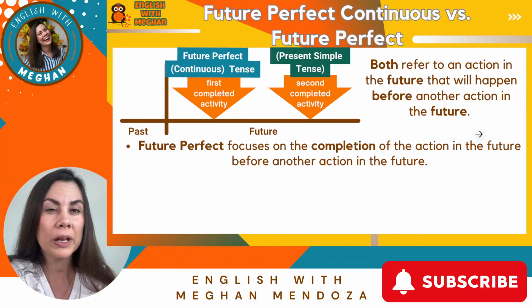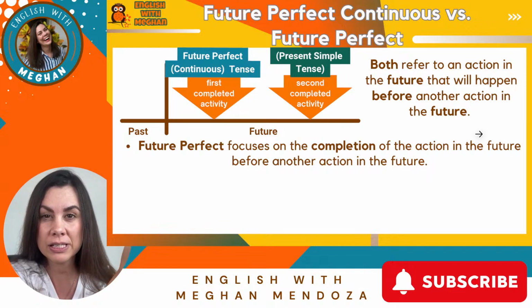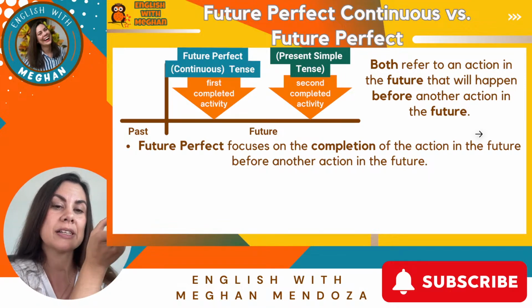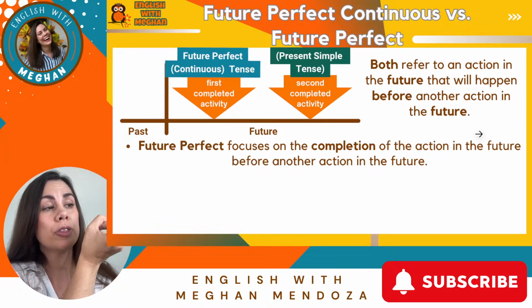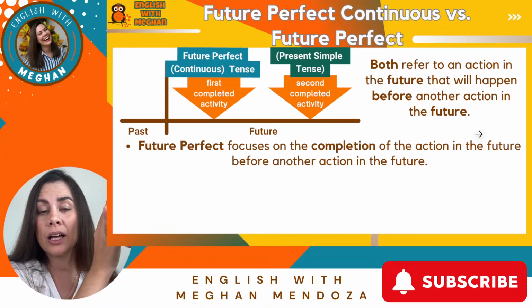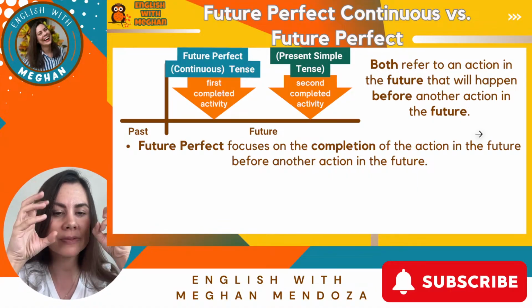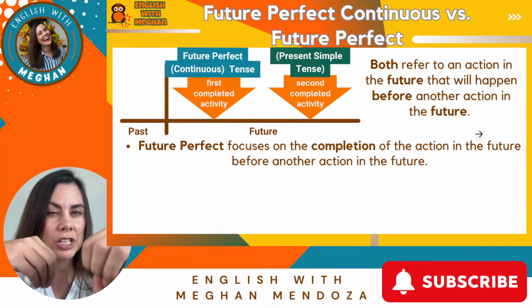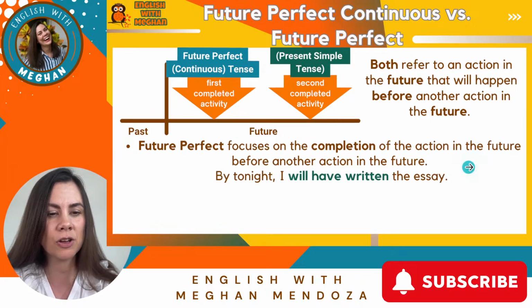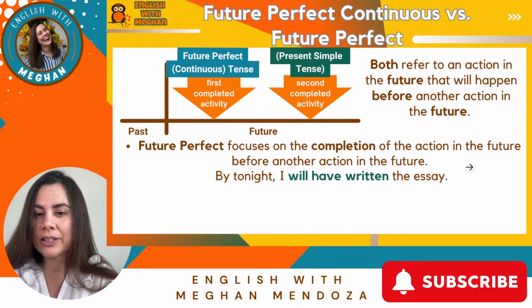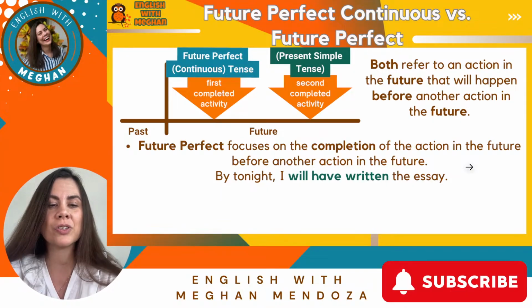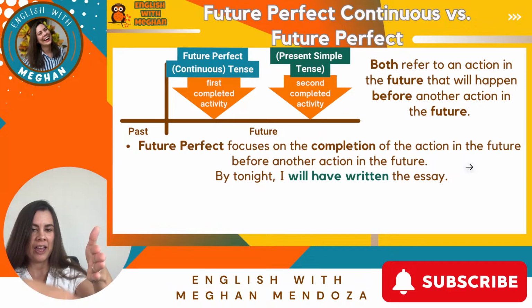So if you've been seeing all of my previous classes on this, you will have noticed that the difference between continuous and not continuous in the present, past, and future perfect is that without the continuous part, it's focusing on the completion. It's more a finished thing, okay? So, for example, by tonight, I will have written the essay. So you see, finish the essay, and then tonight happens.